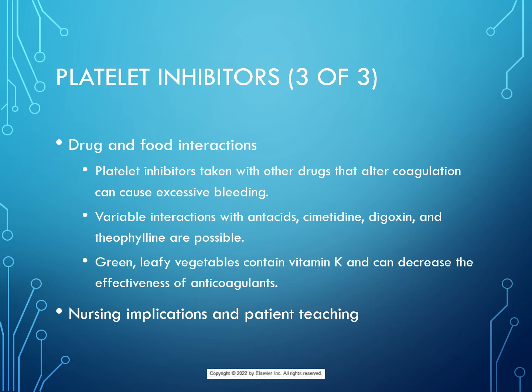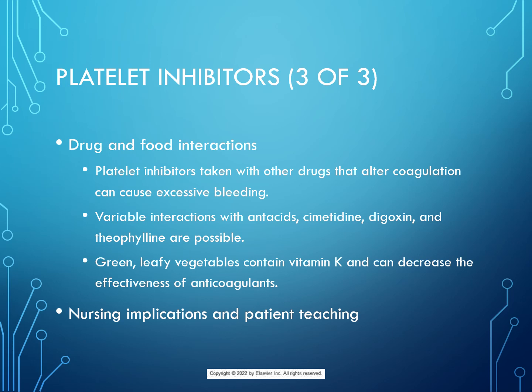Other drugs like vitamin K and oral contraceptives will decrease the effects of the anticoagulants. Some drugs that protect the GI system, like proton pump inhibitors, can interact with Plavix and decrease its effectiveness. Green leafy vegetables contain vitamin K, and they can decrease the effectiveness of anticoagulants. Many herbal products, vitamins, and supplements can interfere with anticoagulants.